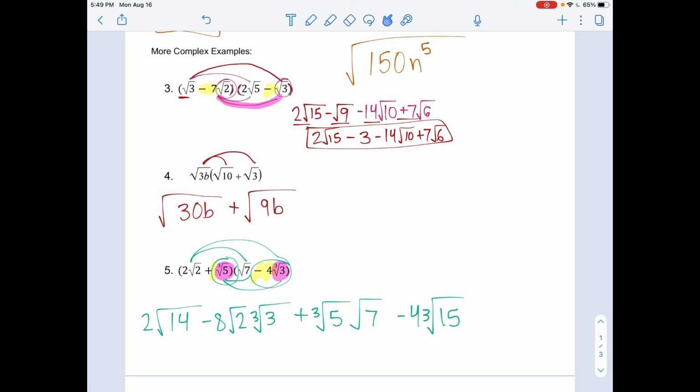Now, this will not be homework, but I expect you to work on this until the end of class, and then tomorrow's homework will review multiplying radicals. Okay, so the rest of class, you're working on the multiplying radicals worksheet with your friends in class, and I will see you tomorrow.